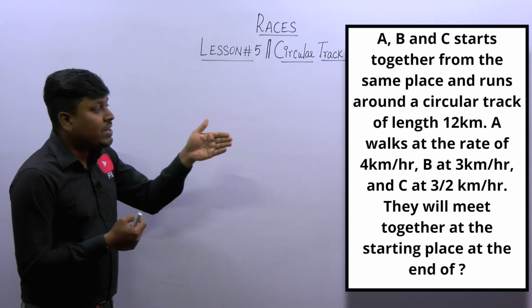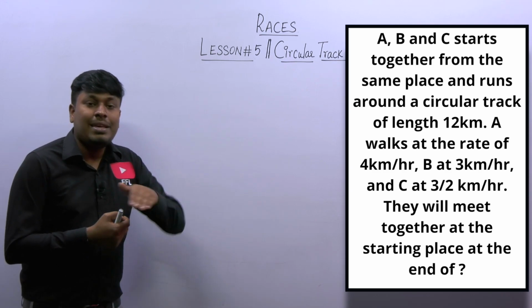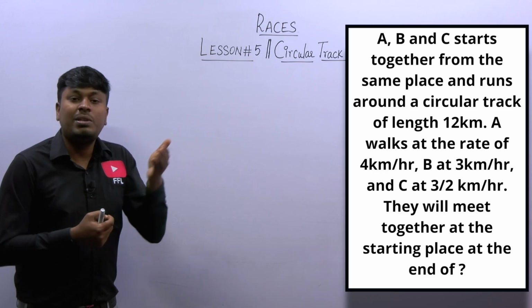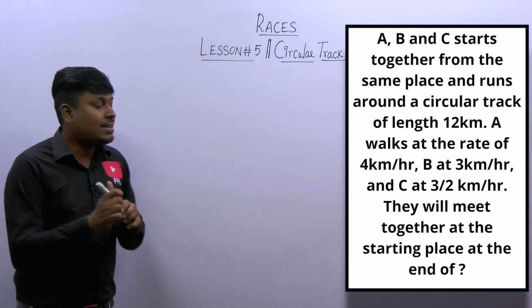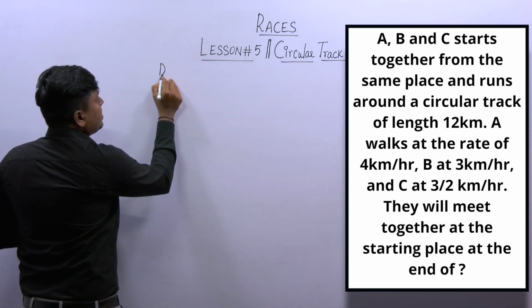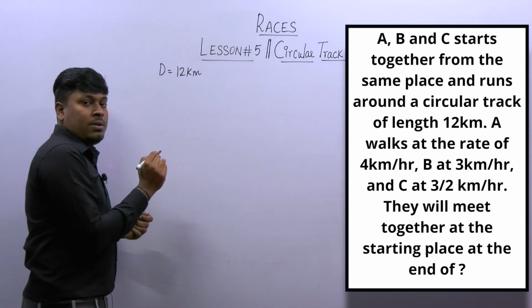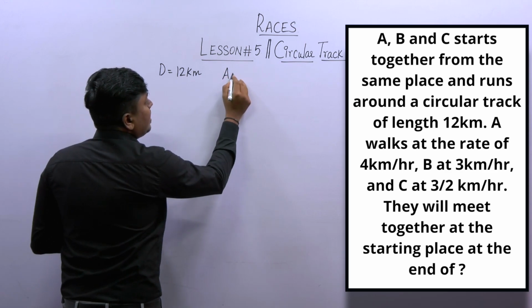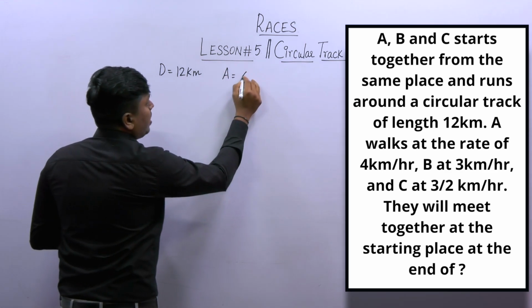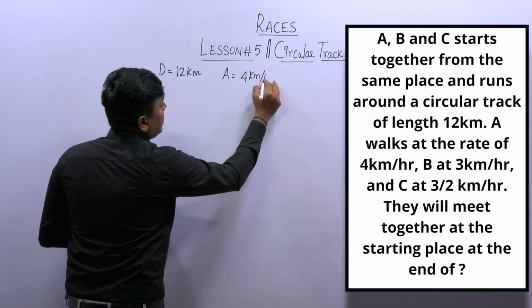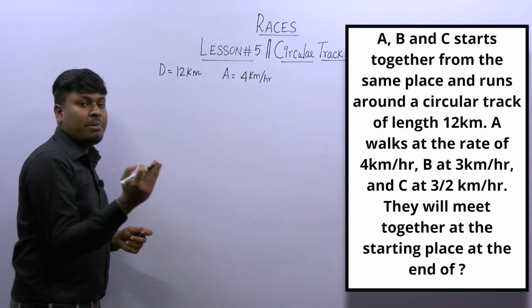But here we don't know at what point of time A will complete 1 lap. But what are all the values they have given? The circular track length is given, right? So the distance of the circular track is 12 kilometers. And also we know the running speed of A is 4 km per hour. Similarly the running speed of B is 3 km, and C is 3 by 2.